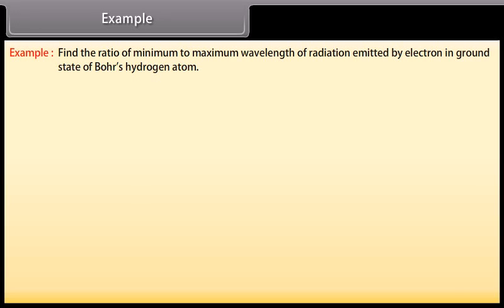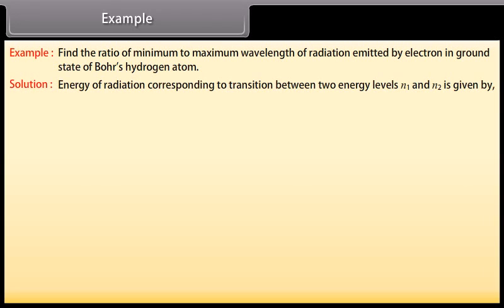Example. Let's take an example of Bohr's model of the hydrogen atom. Let's see the solution. Find the ratio of minimum to maximum wavelength of radiation emitted by electron in ground state of Bohr's hydrogen atom. Energy of radiation corresponding to transition between two energy levels n1 and n2 is given by 13.6 multiplied by 1 upon n1 square minus 1 upon n2 square electron volt.